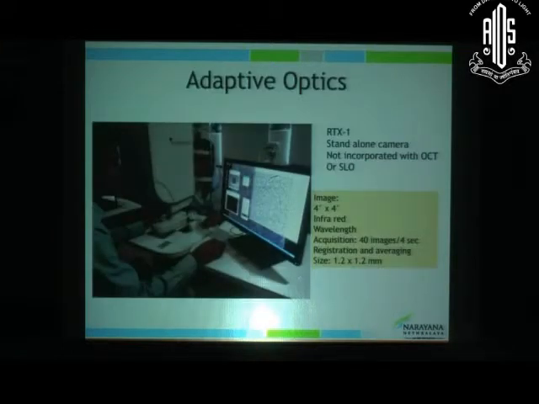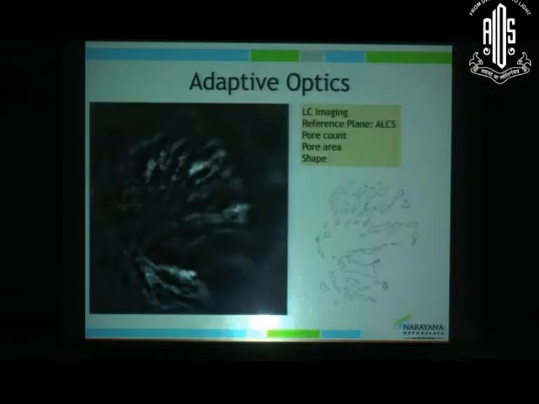So the device that we have, as has been mentioned by Dr. Rao and Dr. Satyadevi, is a standalone camera, not incorporated into a machine. It measures a very small area, a 4x4 field, and it does registration averaging. But having said that, it's a very small area and makes it pretty difficult to reproduce taking images serially. So what we did was we imaged the lamina cribrosa.